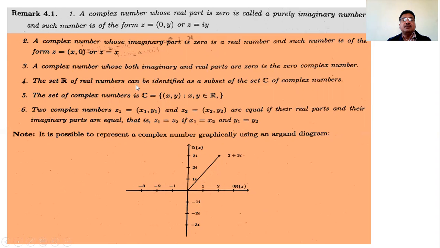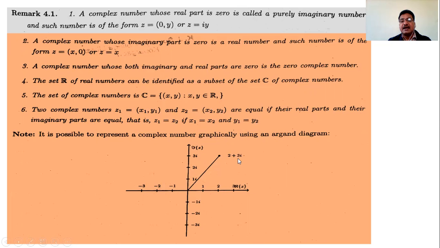A set of real numbers can be identified as a subset of C. Obviously, R is a subset of C. All real numbers are complex numbers, and the set of complex numbers is denoted by this notation, either this notation or x plus yi or iy. Two complex numbers are equal if their real parts are the same and imaginary parts are the same. So z1 is equal to z2 if x1 is equal to x2, that is, real parts are the same, and imaginary parts y1 is equal to y2.